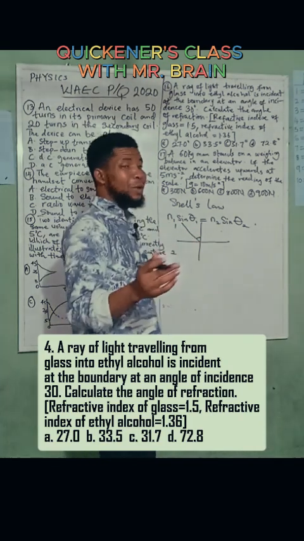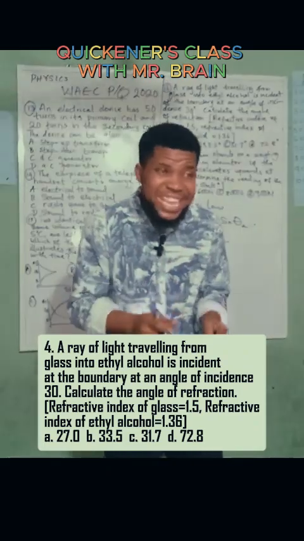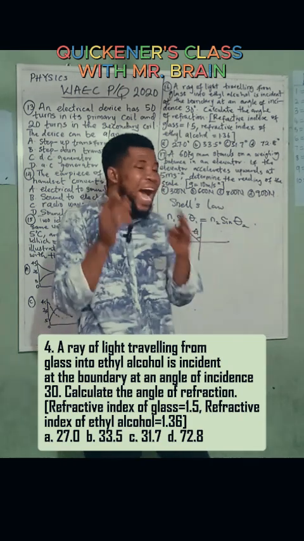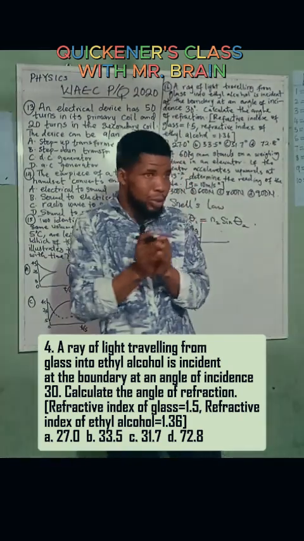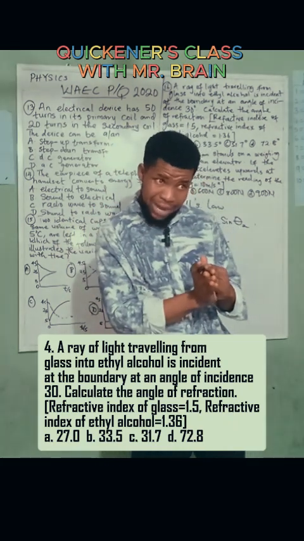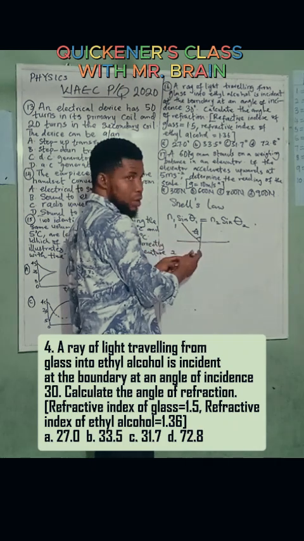Sorry, what did I say? Theta 1, sorry, not N1. Theta 1 is the angle that the light is entering into another medium from, right? So this is the first medium, this is another medium.